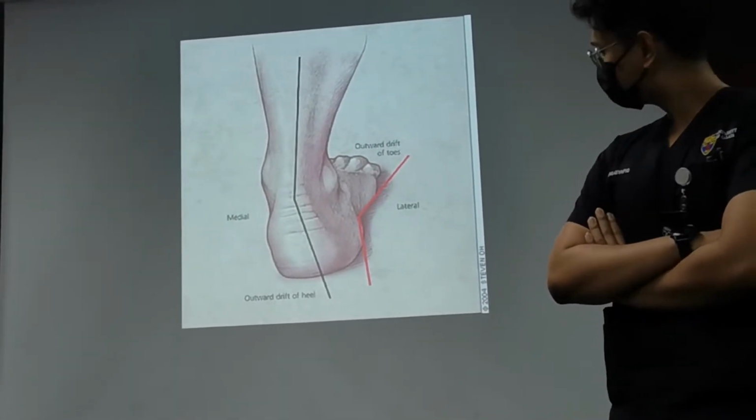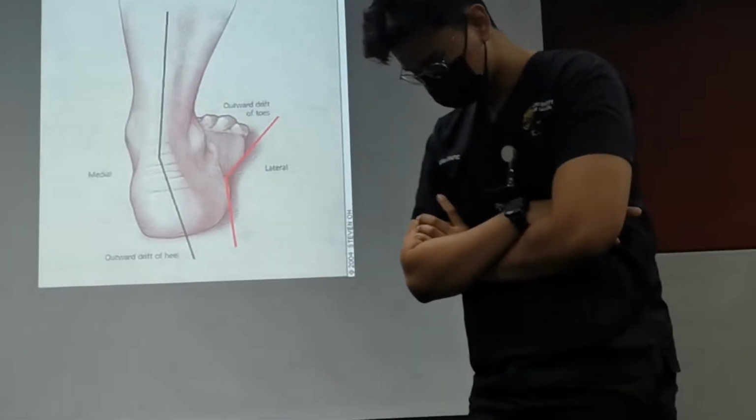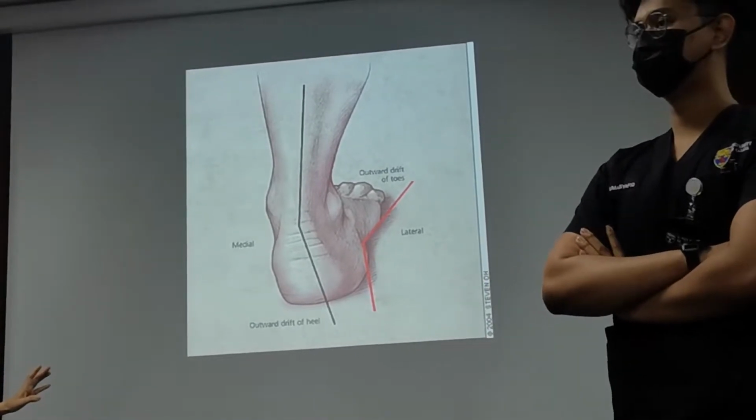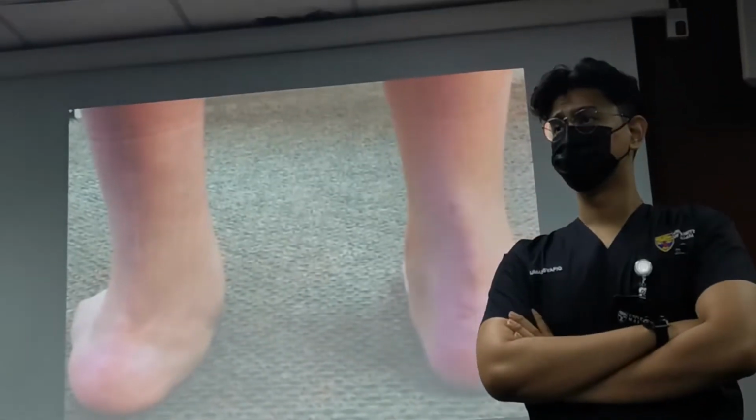Okay. So if the foot is too much valgus, so here this is too much valgus. So usually it's about 5 degrees. This is more than that. Okay. Then you can see even more toes. Okay. Like in this picture.